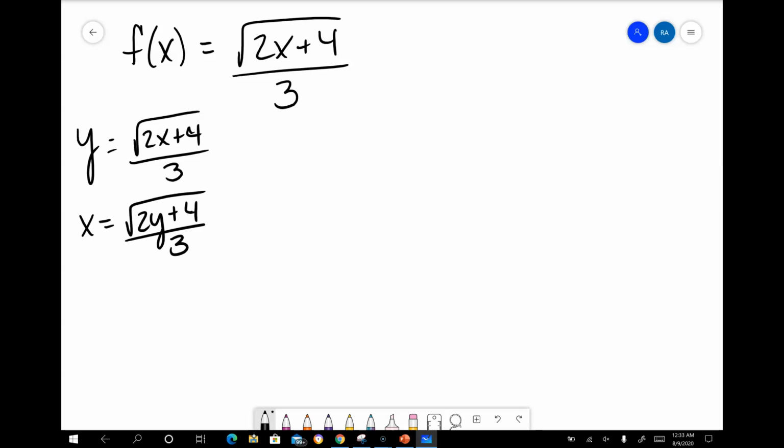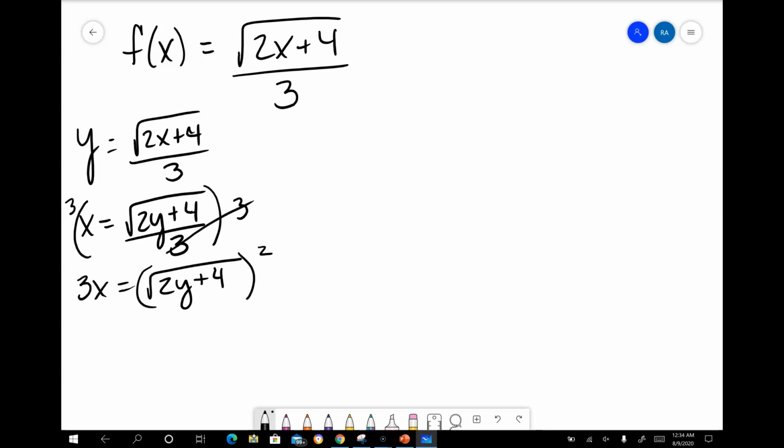Now we've solved. So just like we did before when we had a denominator, we got rid of it. So we're going to multiply by 3. And I get 3x equals the square root of 2y plus 4. So if the square root gets rid of the squared, then that means that a squared will get rid of a square root. They go back and forth. So I'm going to square this side, and I'm going to square this side.